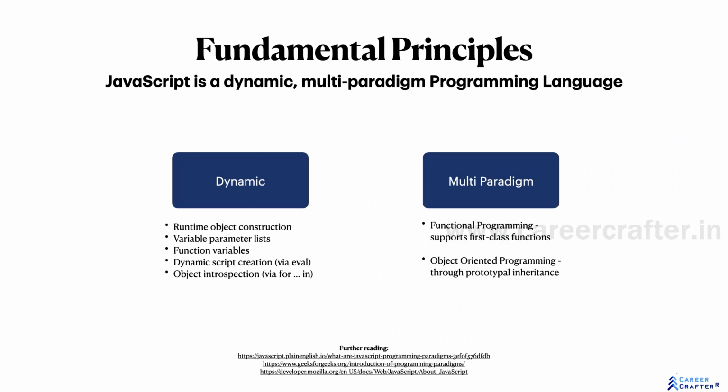JavaScript is a very flexible language which has evolved greatly over time. The two main words used to describe it are dynamic and multi-paradigm. Some of the features which represent the dynamic nature of JavaScript are given here. They include runtime object construction, variable parameter lists, functional variables, and so on. On the multi-paradigm side, you can see two distinct paradigms implemented in JavaScript. One is functional programming, which supports first-class functions. The second is object-oriented programming through prototypal inheritance. You can read further using the links given below.